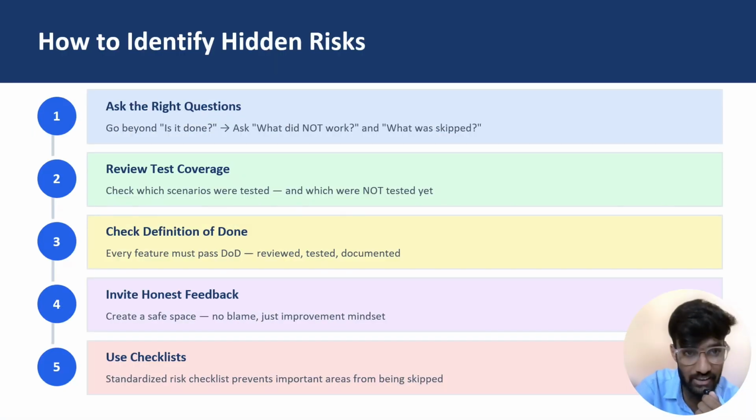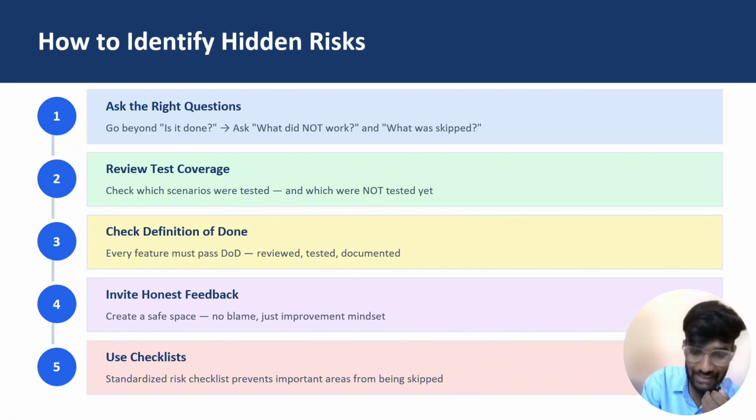So, how can they be identified? 5 steps to catch them. Ask better questions, not just is it done, but what was skipped. Check test coverage, verify definition of done, create a safe space, no blame, just honesty, and use a checklist, so nothing important is ever missed.